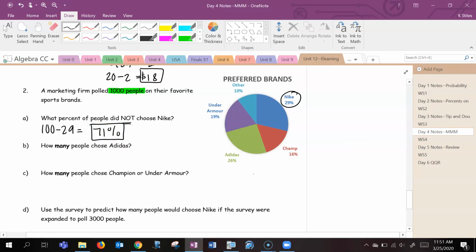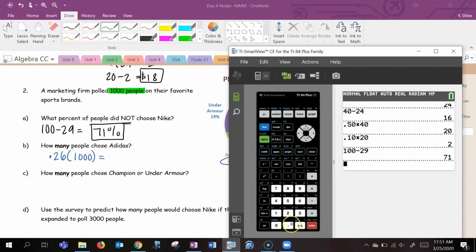Now it's asking us how many people chose specific sports brands. So how many people chose Adidas? This is a percent. We'll have to change it to a decimal, 0.26, and then we are multiplying by our total, which is 1,000. So that's 260 people.